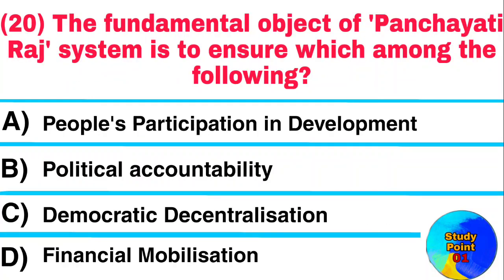Question. The fundamental object of Panchayati Raj system is to ensure which among the following? A. People's participation in development. B. Political accountability. C. Democratic decentralization. D. Financial mobilization. Answer. Democratic decentralization.